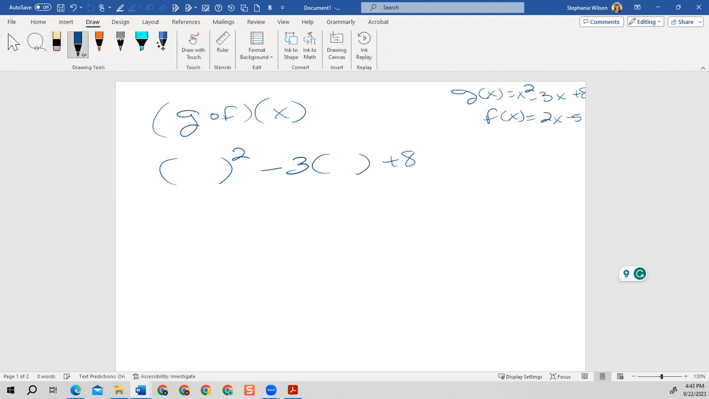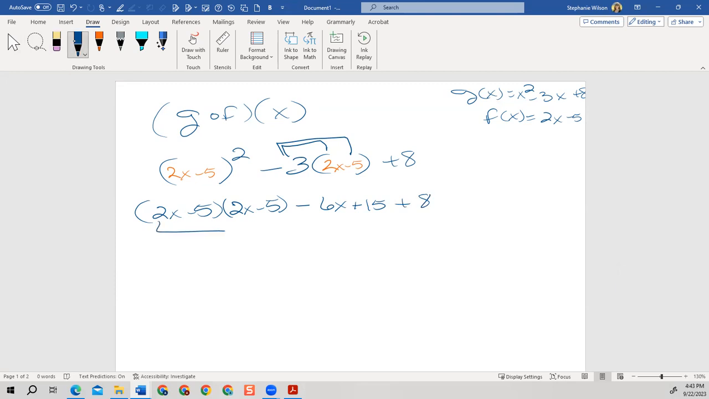So now let's plug it all in. So I got 2x minus 5, 2x minus 5. Now let's go ahead and solve and clean it up. Well, this first parentheses has a square on it, so that means I'm going to multiply it by itself twice. I'm going to distribute this -3 to that 2x, which gives me a -6x. I'm going to distribute this -3 to this -5, which gives me a +15. And then, no more distributing. We're done. So I'm going to bring down the +8.